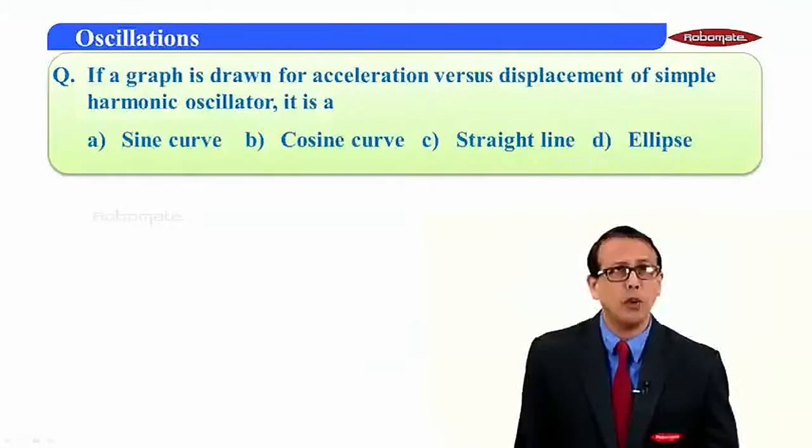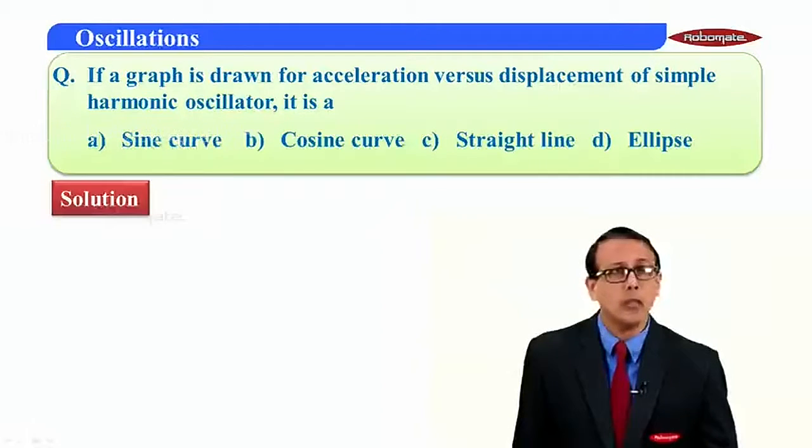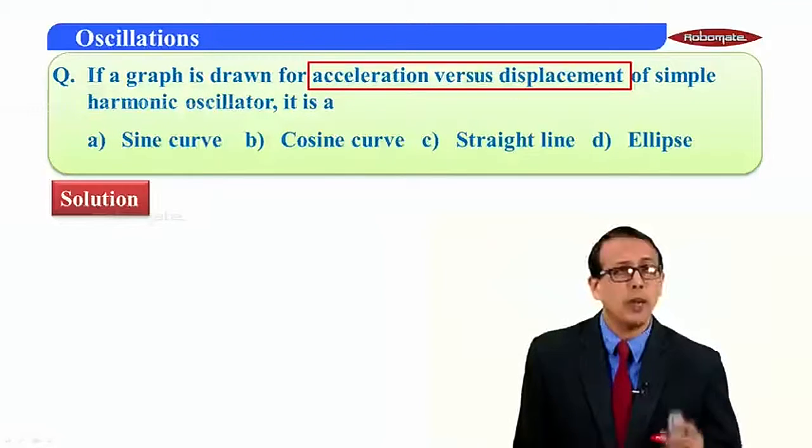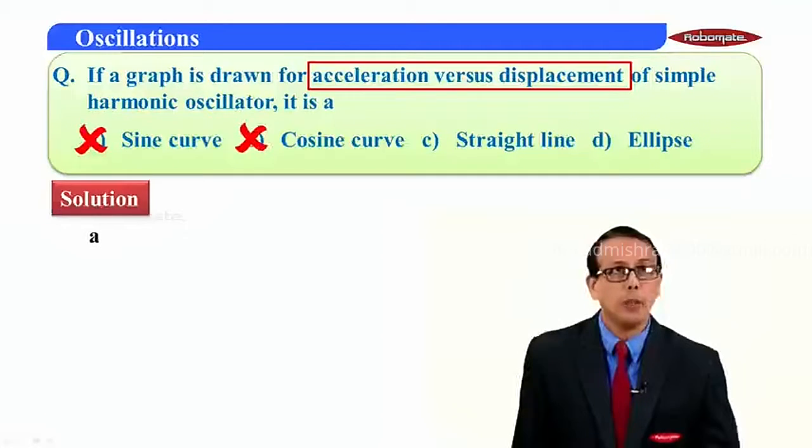If a graph is drawn for acceleration versus displacement of simple harmonic motion, it is a sine curve, cosine curve, straight line, or ellipse. Students, as soon as you see the word acceleration graph, don't directly jump into the conclusion it will be either sine or cosine. Always look at the question first. This is not A versus T, this is acceleration versus displacement x. A versus T graph can be sine or cosine, but not A versus x. Therefore, A and B options are wrong.